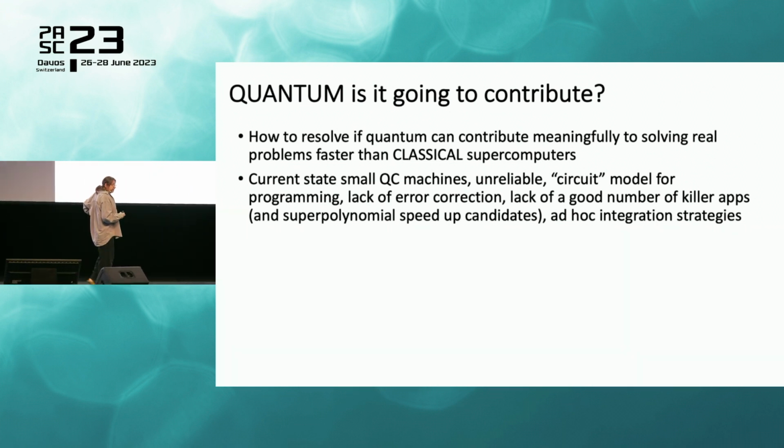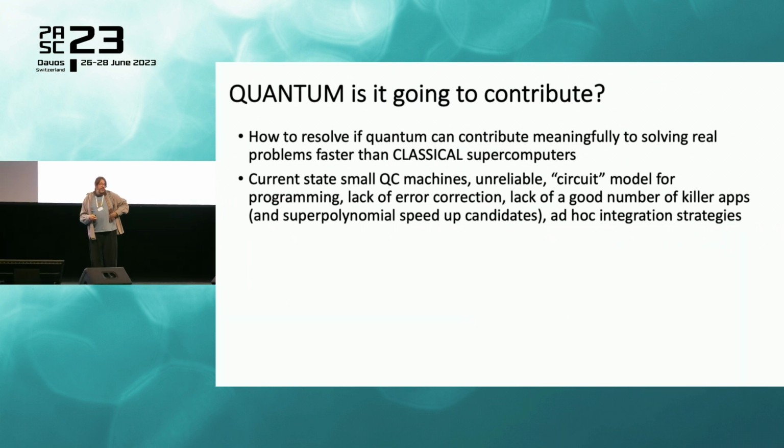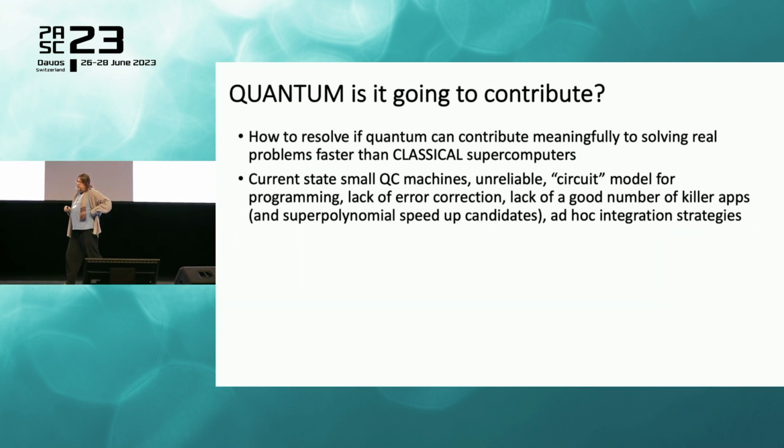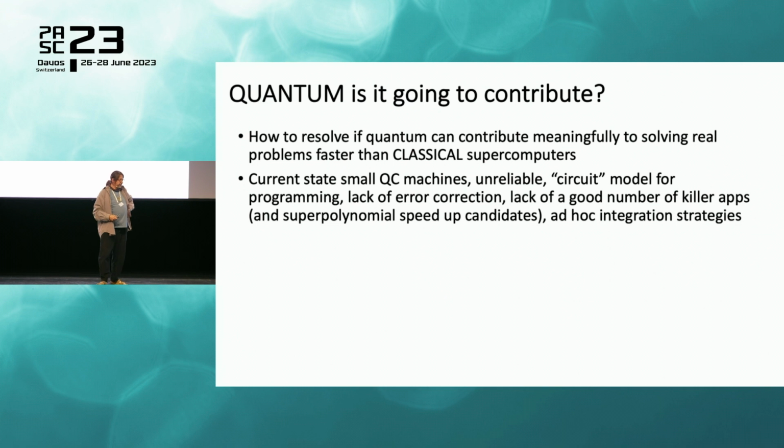Current machines clearly can't do this, right? They're small, noisy, and you program them by writing circuit diagrams. I mean, it's kind of crazy. We lack a good number of killer apps, right? And I mean by killer app here, you read Dorson's paper, of course, we need problems that have super polynomial or exponential potential speedups for all kinds of reasons.